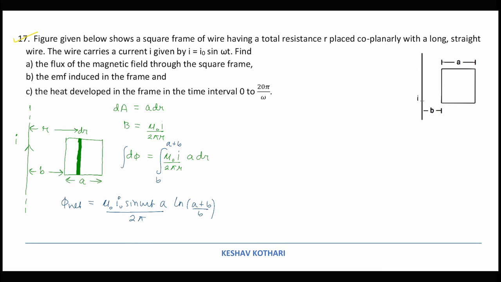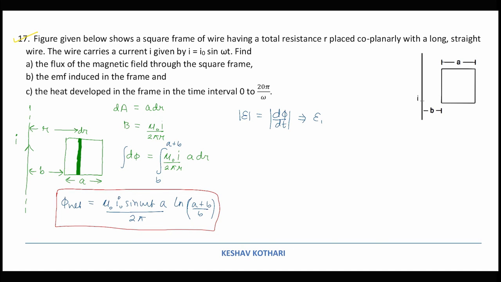So this is the expression which we attain for the flux through this square loop. Now the question is asking us the EMF induced. The magnitude of EMF induced is equal to the magnitude of d phi by dt. So if we differentiate this expression with respect to time, we will attain the value of EMF induced.